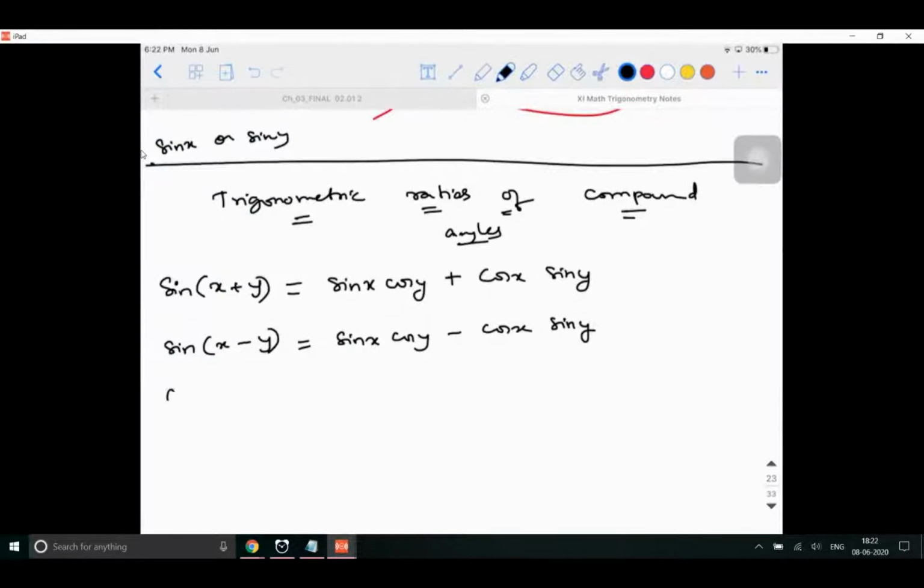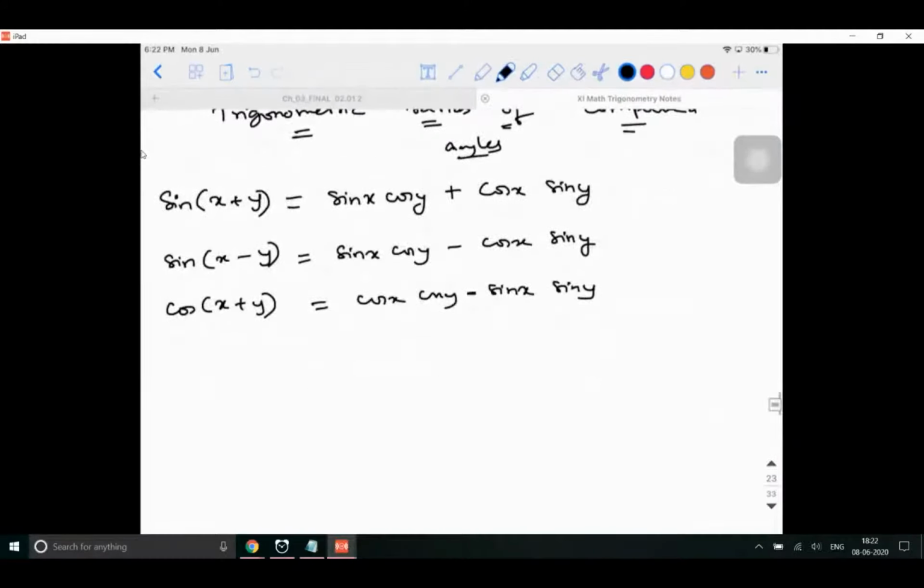Next, similarly, you have cos of x plus y is equal to cos x cos y minus sin x sin y. Similarly, cos of x minus y will be equal to cos x cos y plus sin x sin y. So these are all the formulae. You just have to memorize these four.